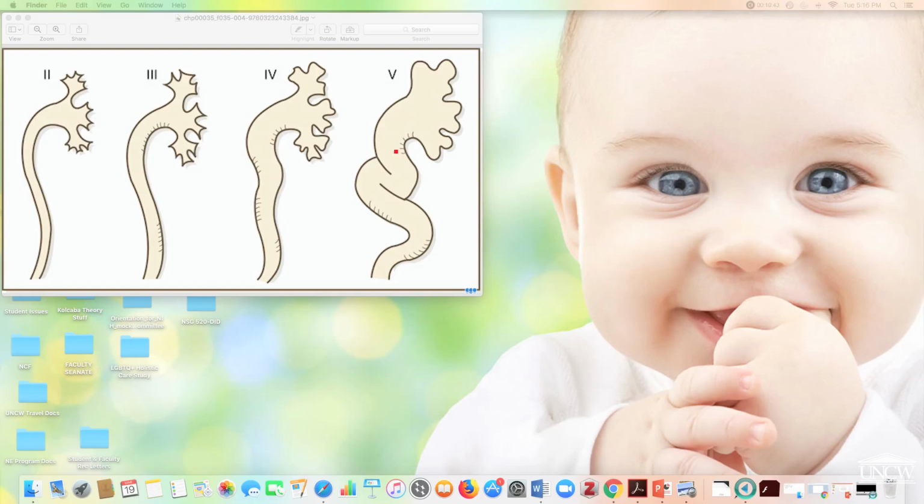Obviously, the higher the grade, the more renal pelvis damage and renal scarring that you are going to see in that child.